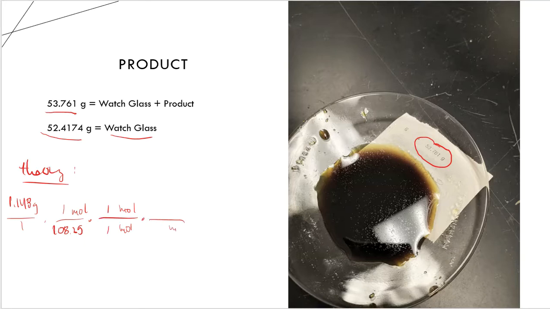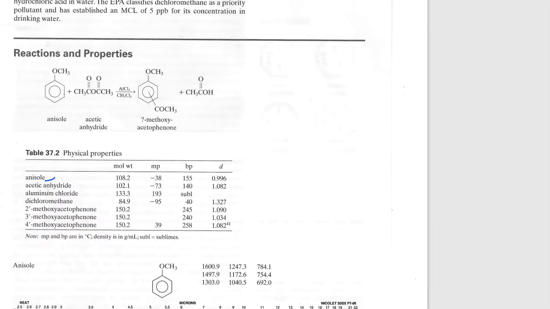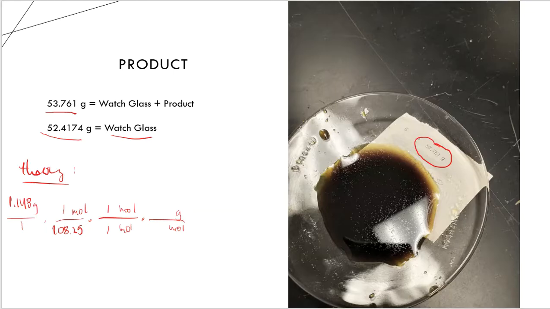That's mole of product on top. Mole of product needs to go on the bottom, and I need to go to gram of product. So how do I do this? Well, I go back to the data table, and it looks like these are the possibilities of what we're going to end up with: 2', 3', or 4'. And no matter what it is, it's just a position that's different, folks. That's all. The molecular weight is 150.2 grams per mole no matter what. So mole here. How many grams are in one mole? Well, that table told me. It's 150.2 grams. So this number of grams will be our theory amount.